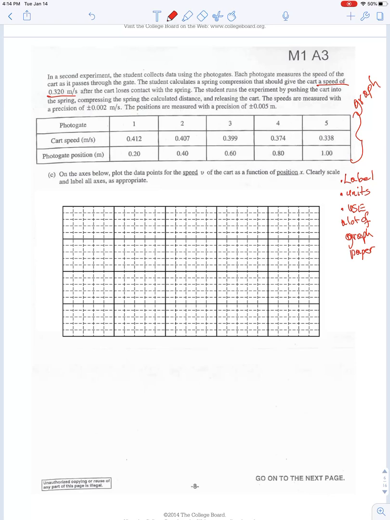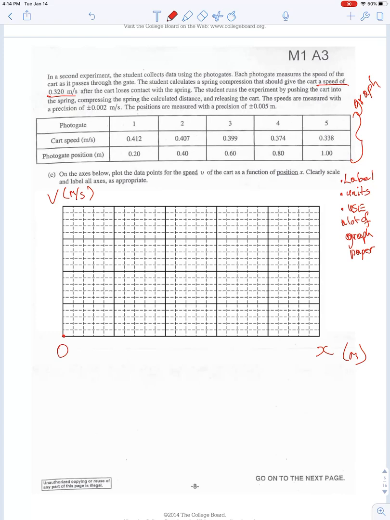So you label. On the axis below, plot the data points for speed v of the cart as a function of x. Clearly, scale and label all axes as appropriate. So that means you just put x, v. You remember, you put your units. The units of v is meters per second, and the units of x is meters. And you're literally just plotting.